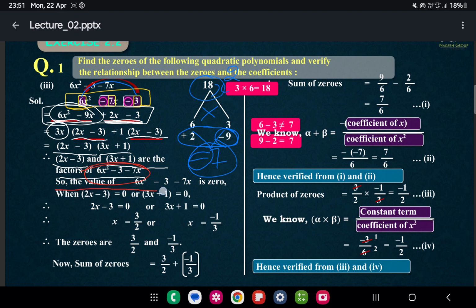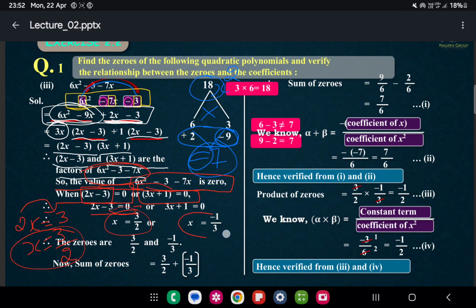So the value of 6x square minus 3 minus 7x is 0. Then we have to take the terms one by one. 2x minus 3 is equal to 0. 3x plus 1 is equal to 0. Taking 2x minus 3 equal to 0, shift the 3 to the right hand side, you will get 2x equals 3, minus 3 becomes plus 3. Then shift the 2 to the right hand side, you will get 3 by 2. That is x is equal to 3 by 2.